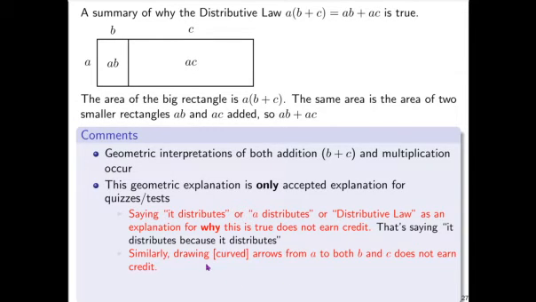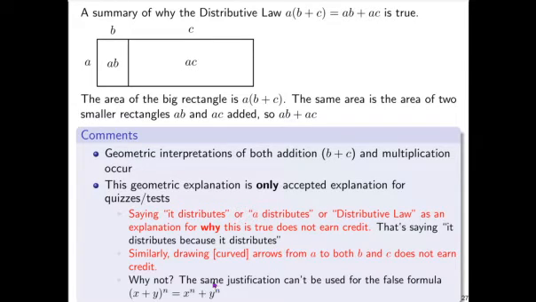Similarly, drawing some curved arrows. So what I mean is people will often take this A that's up here and draw a little curved arrow down this way, and then another curved arrow to the C. That doesn't earn credit. Those arrow drawings are really attempting to be the same as just saying, hey, A distributes.